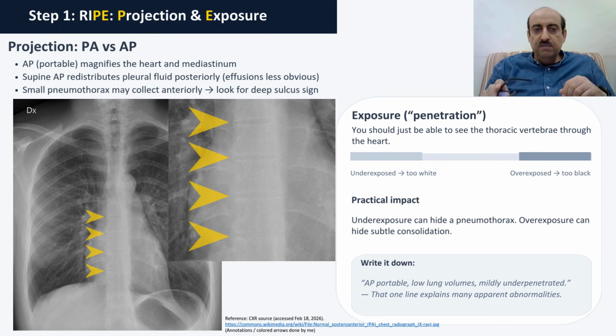So for the sake of clarity, I have just zoomed in to the section of the chest X-ray, the cardiac section, and you can barely see the intervertebral discs. So it means it's adequately exposed.